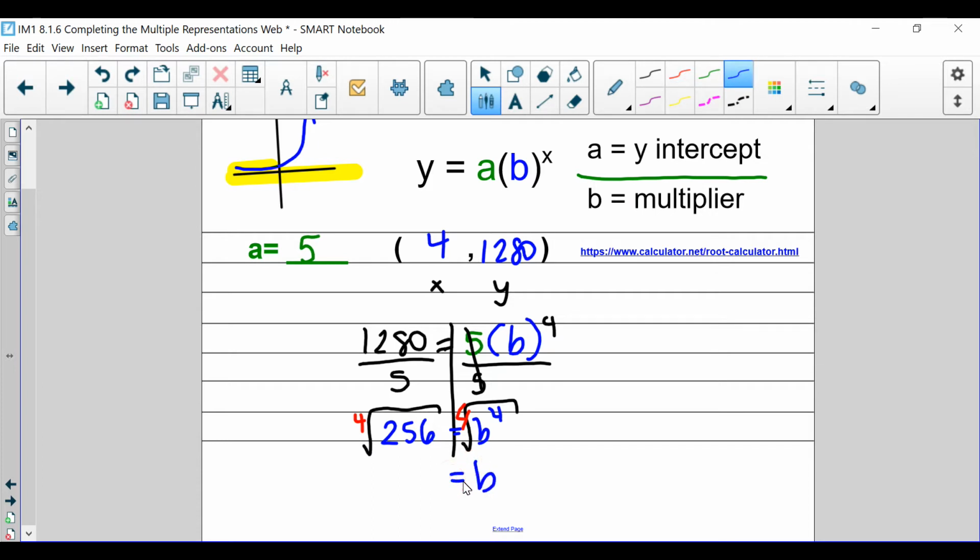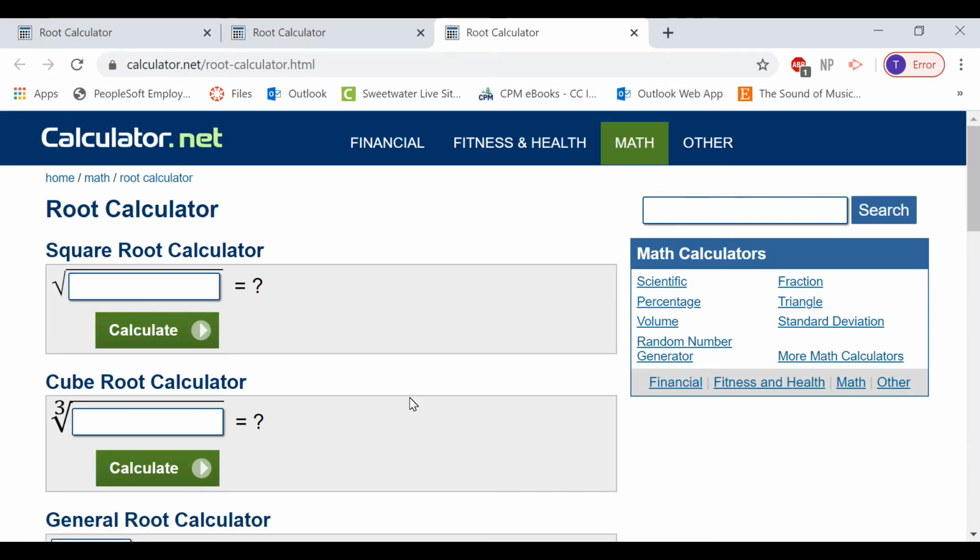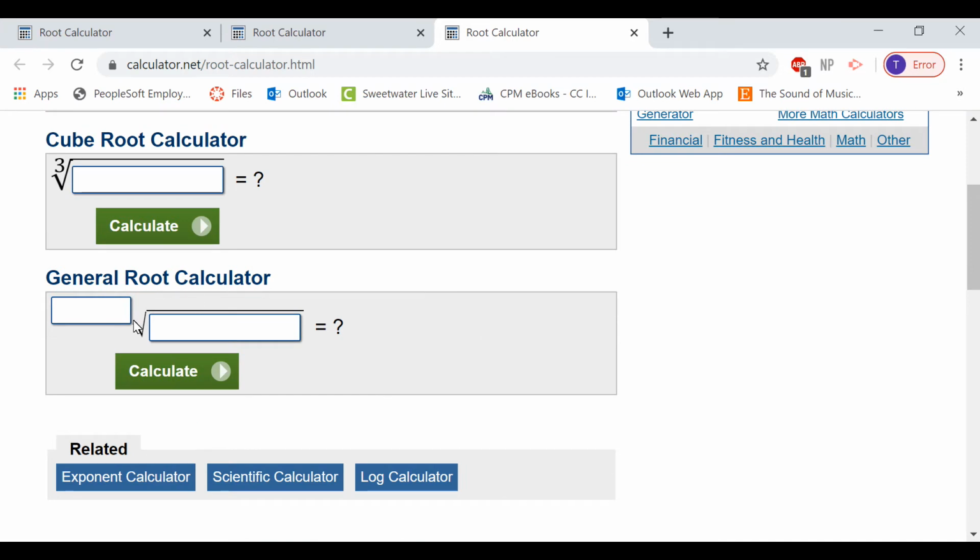Now you can try to figure out what number times itself 4 times is equal to 256. Or you can click on this link right here that I've linked on the file, where it says 256. How do you find that? Well, you're going to be taking the 256. I found this root calculator online where you can scroll down to general root.